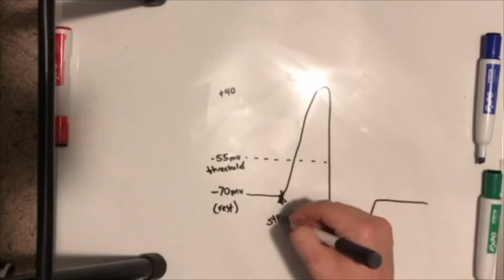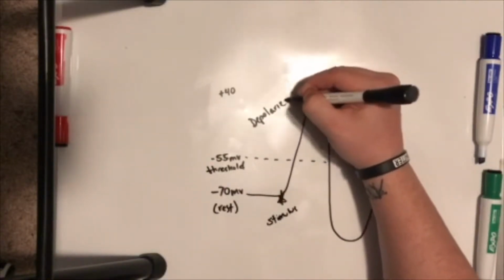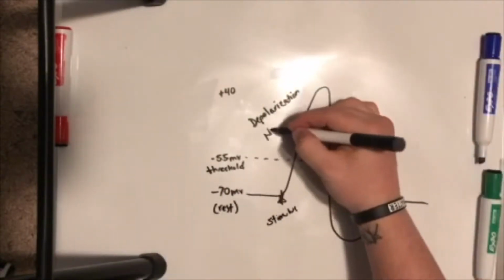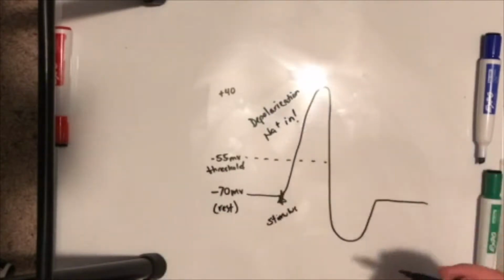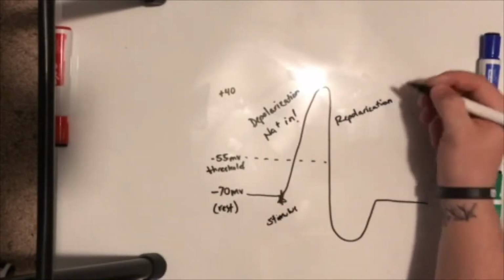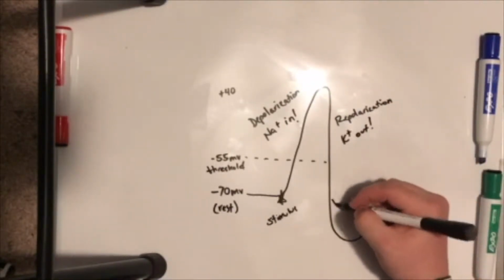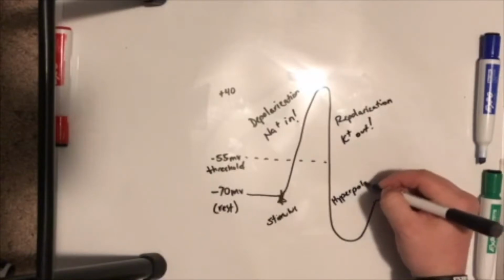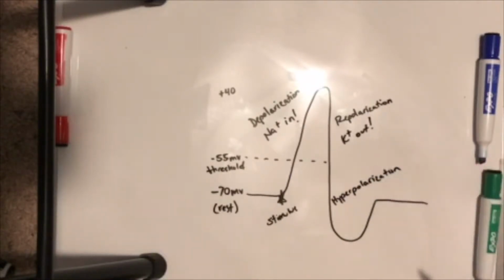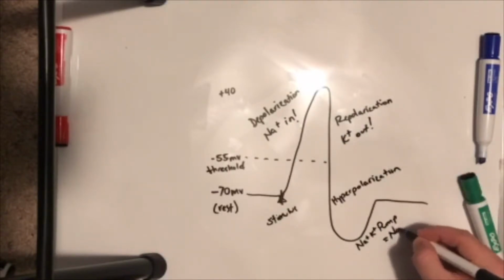Bringing it all together, starting at rest, a stimulus occurs, causing sodium to flow into the cell, increasing the charge, known as depolarization. After reaching 40 millivolts, potassium will begin to leave the cell, known as repolarization, and as more potassium leaves the cell, we will reach hyperpolarization, dropping the charge below minus 70 millivolts, finishing with the sodium-potassium pump to kick in and bring everything back to normal.